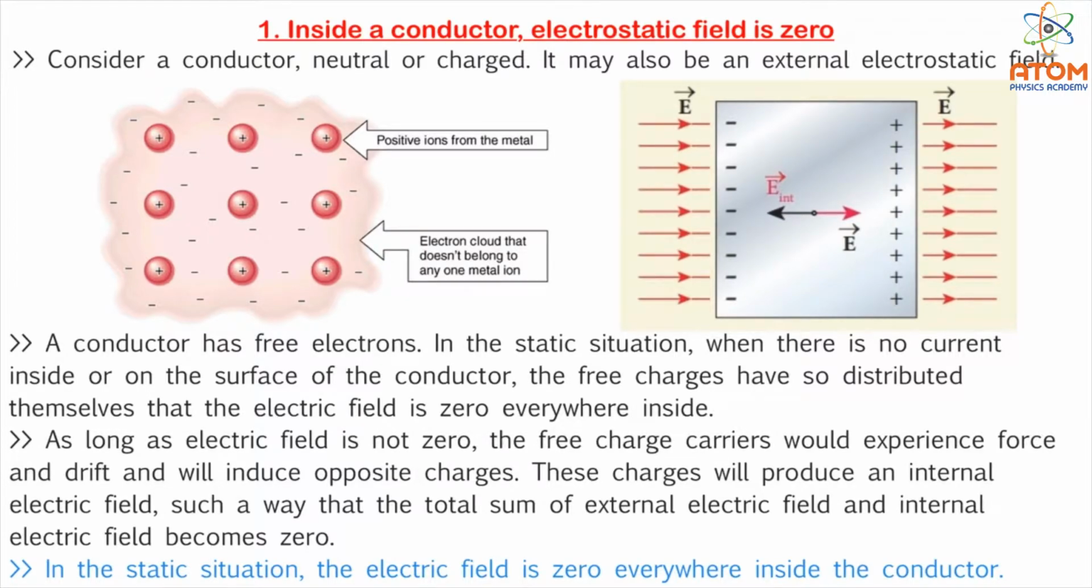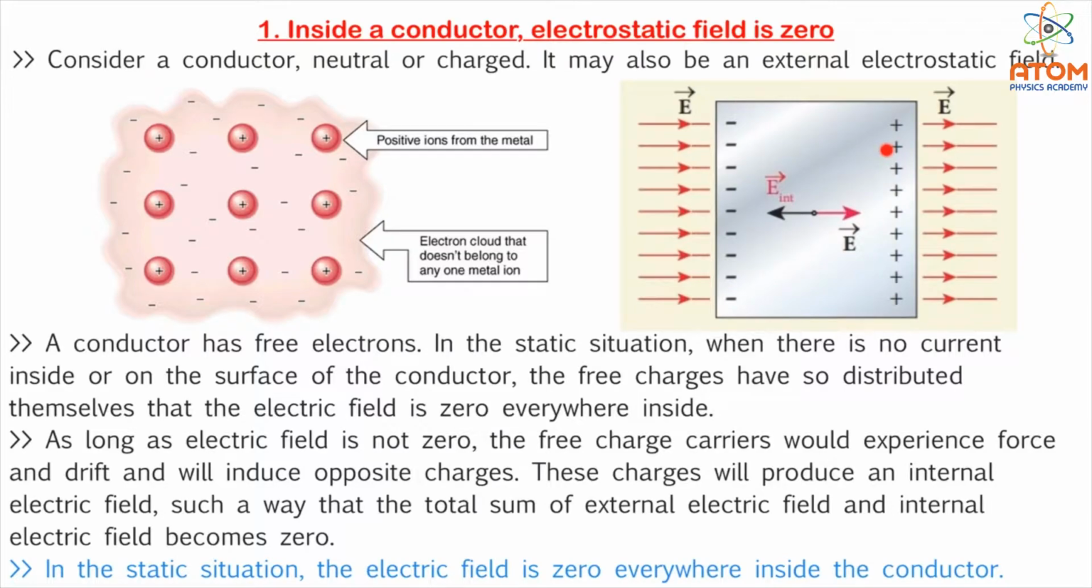That means there is no electric field here. Now if we apply an electric field, then what happens? That is very interesting. See, these are positive charges and these are electrons, which are negative charges. So suppose you apply this type of electric field in the positive x direction, let us say, then the free electrons will feel a force in the opposite direction to the electric field.